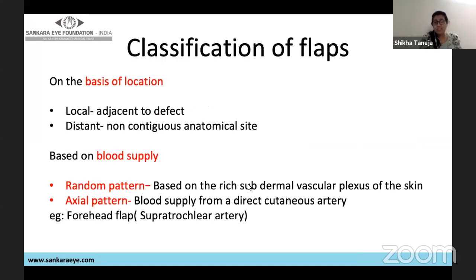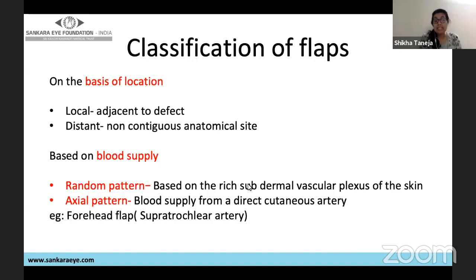Now, there are n number of classifications for flaps. Based on the location, it can be either local or distant. It can be based on blood supply, which can be random or axial. The axial one has a specific direct cutaneous artery to it. A common example is the paramedian forehead flap, which we use, and the supratrochlear artery is the supply.